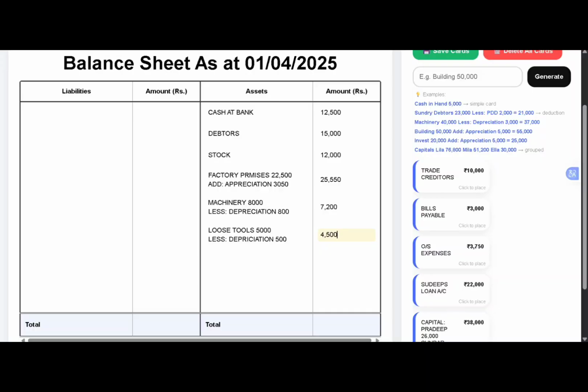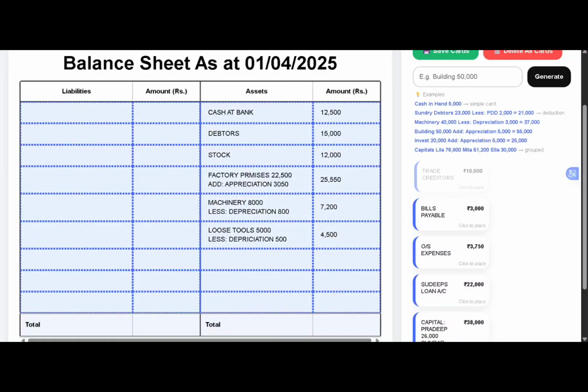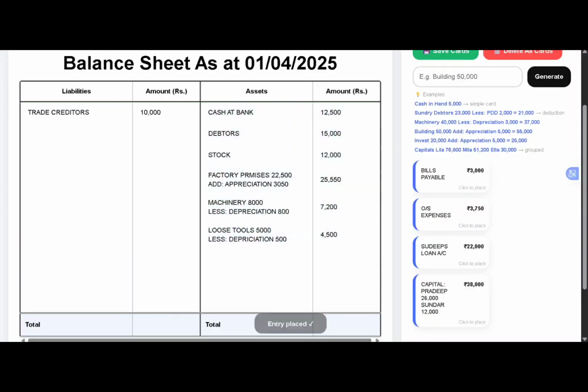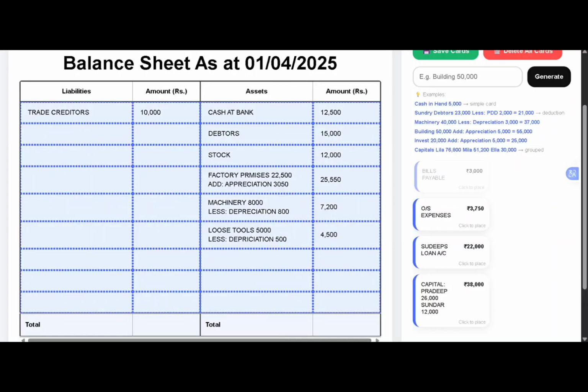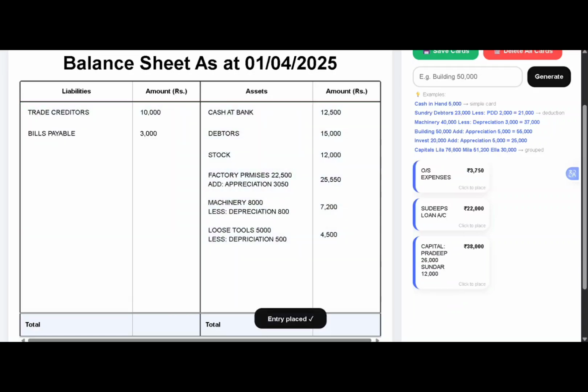Now next, moving on to the liability side. Now liability side, in the old balance sheet we have trade creditors. So there is no adjustment for trade creditors. We record trade creditors 10,000 on the liability side. Next, on the old balance sheet, we have bills payable. So bills payable also there is no adjustment. So we are going to just bring it to the new balance sheet as it is. Bills payable 3,000.